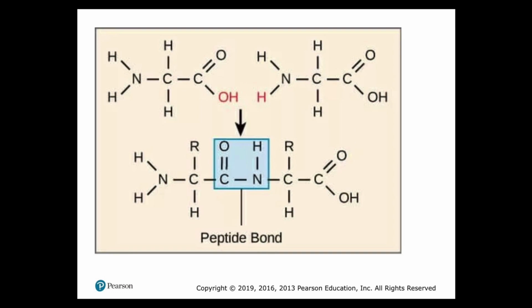This figure shows joining two amino acids together in a dehydration synthesis and formation of a peptide bond. Notice the carboxyl group, or the acid group, of one amino acid joins the amine group of the other amino acid. A water molecule is removed and a peptide bond is formed. A peptide bond is just an example of a covalent bond.